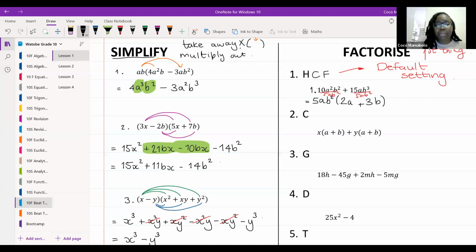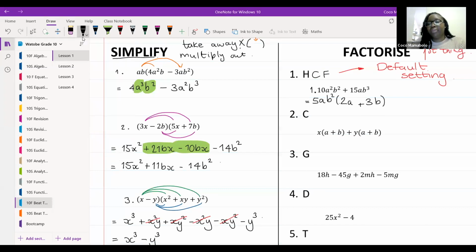Give me a thumbs up if you got the right answer. Did everybody get this answer? 5ab squared brackets 2a plus 3b. Excellent, Isayan, that's it. That's the one. Awesome. All right, let's talk about the next one over here.